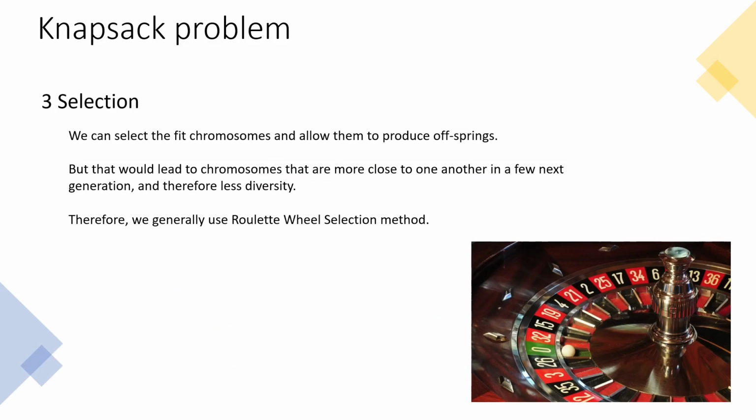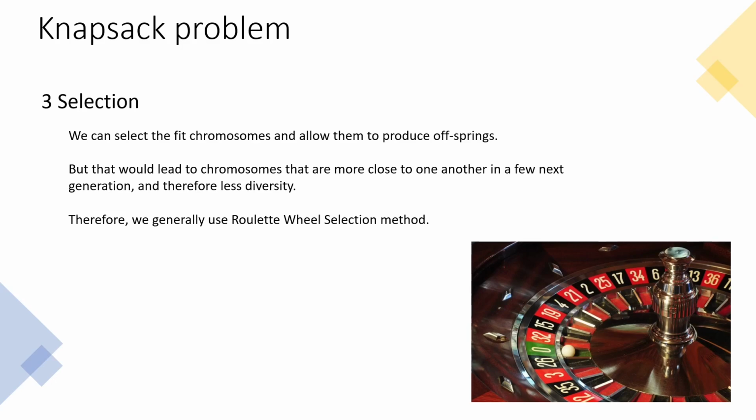Okay, so we have our first population, or we have a population. We somehow calculated their fitnesses by using our fitness function. Now we need to select the best survivors from that generation so that we can transfer them to the next generation. So we can select the fit chromosomes and allow them to produce offspring, but that would lead to chromosomes that are more close to one another in a few next generations and therefore less diversity. Therefore, we generally use roulette wheel selection methods.